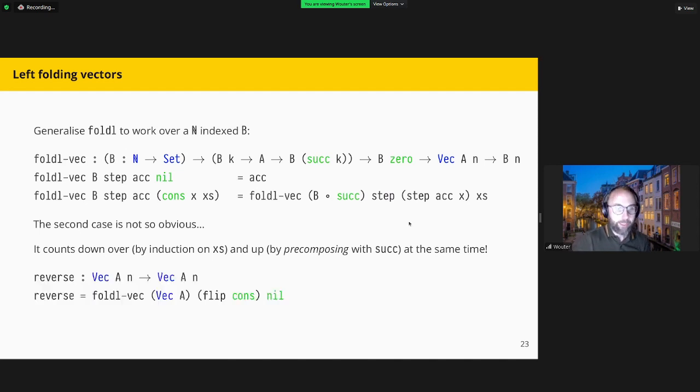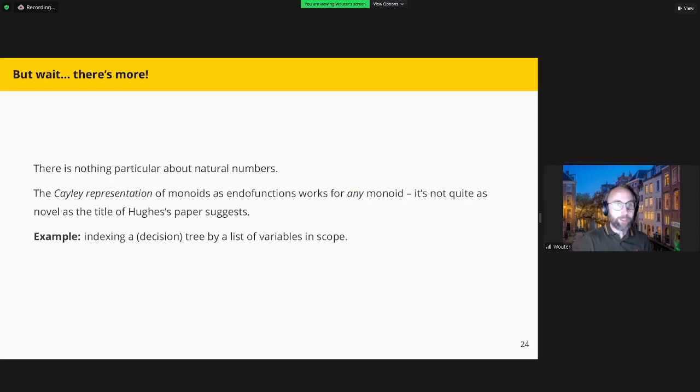And now we can define reverse without any proofs and get a linear time reverse function, which is familiar to everyone in the room. But wait, there's more. There's nothing special about natural numbers. This Cayley representation of monoids as endofunctors works for any monoid. It's a well-known representation of groups, and it's not quite as novel as the title of John Hughes's paper suggests.